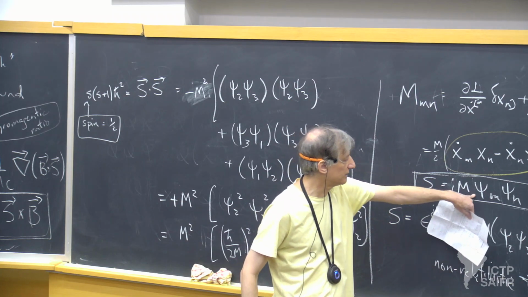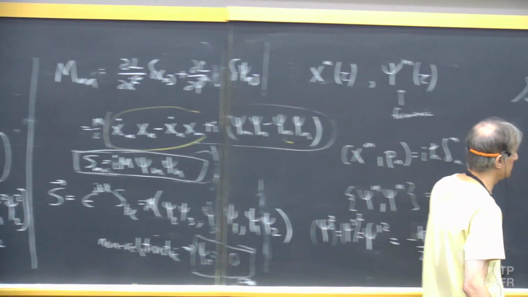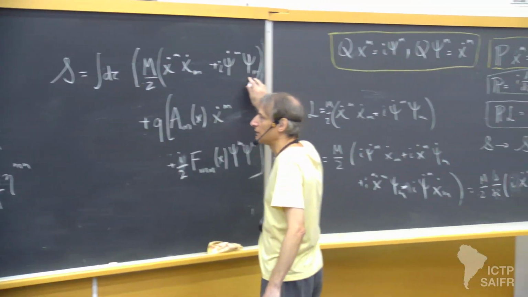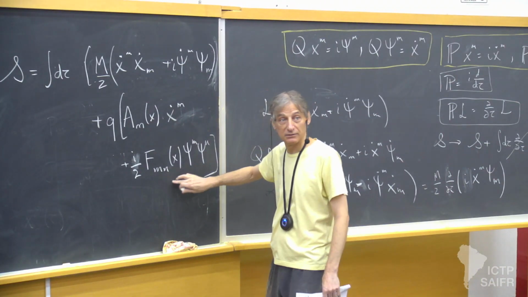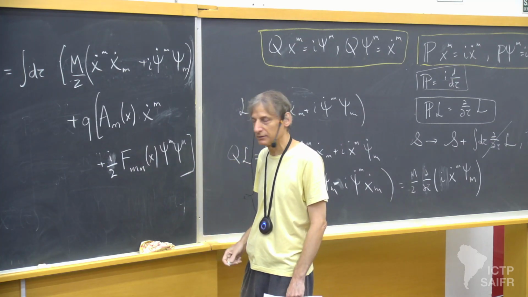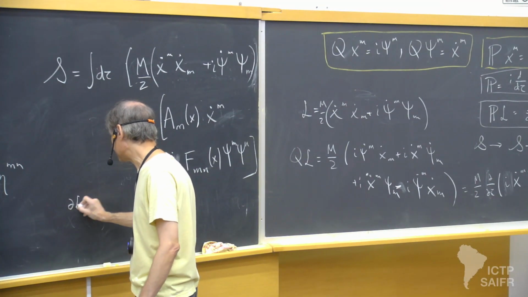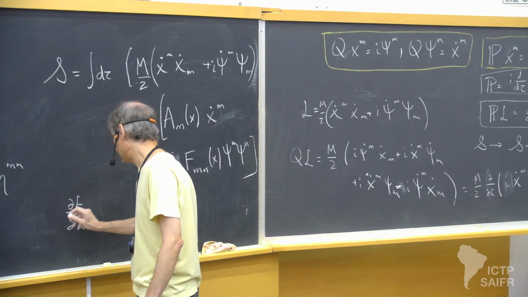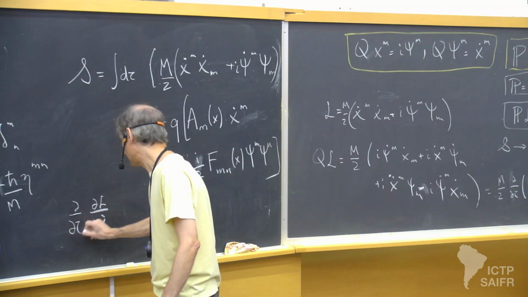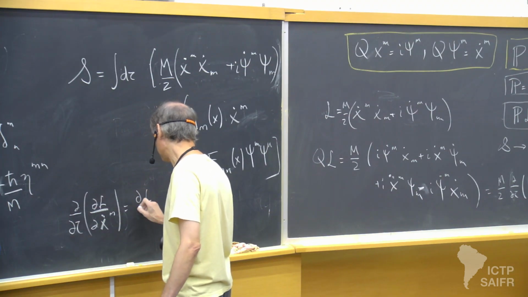When you take the time derivative with respect to psi, you'll get a contribution from here as before, but you'll also get a contribution from here. Okay? And this contribution here is going to give you the precession of psi. So let's just do the x one just to see how that works. So d/dτ of ∂L/∂ẋ is equal to ∂L/∂x.